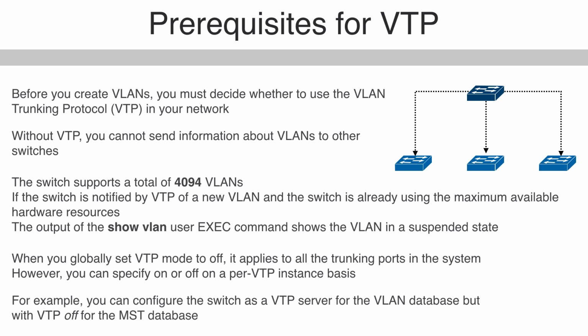For example, you can configure the switch as a VTP server for the VLAN database but with VTP off for the MST database. Because trunk ports send and receive VTP advertisements, you must ensure that at least one trunk port is configured on the switch or switch stack and that this trunk port is connected to the trunk port of another switch. Otherwise, the switch cannot receive any VTP advertisements.